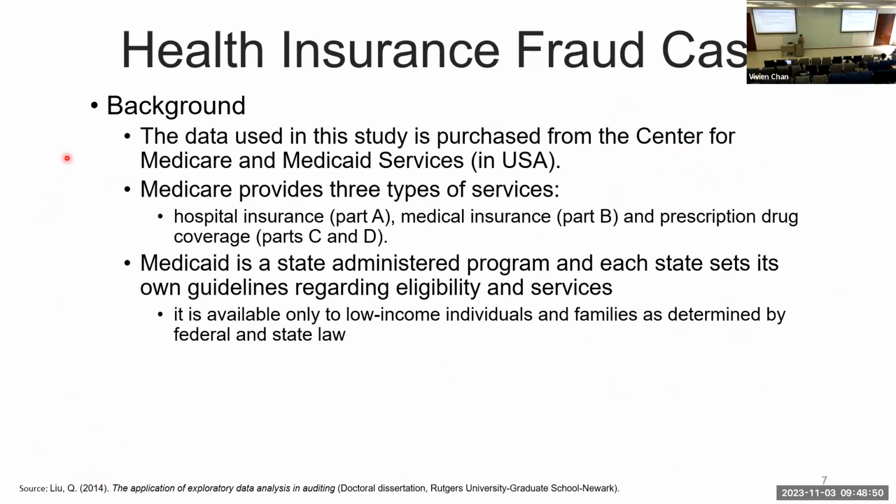So the background is like this. In the US, there is the Centers for Medicare and Medicaid Services. Basically, Medicare is providing 3 types of insurance, including hospital insurance, medical insurance, and prescription drug coverage. These 3 types they are trying to provide for low-income individuals. So this is the background of the data sets.